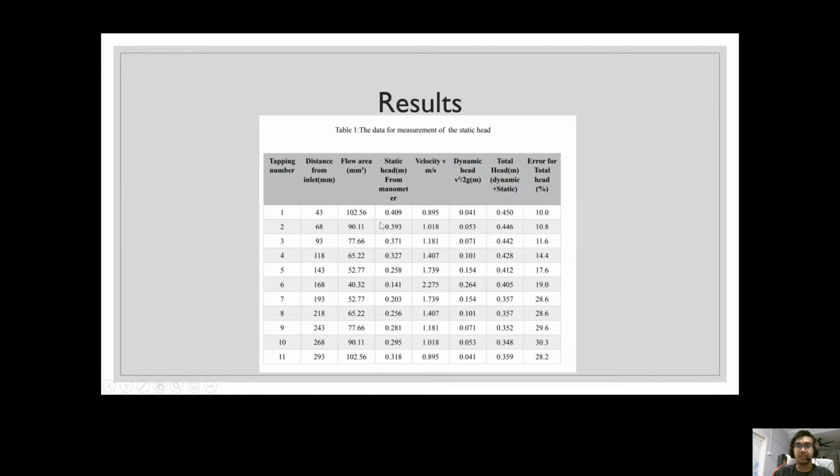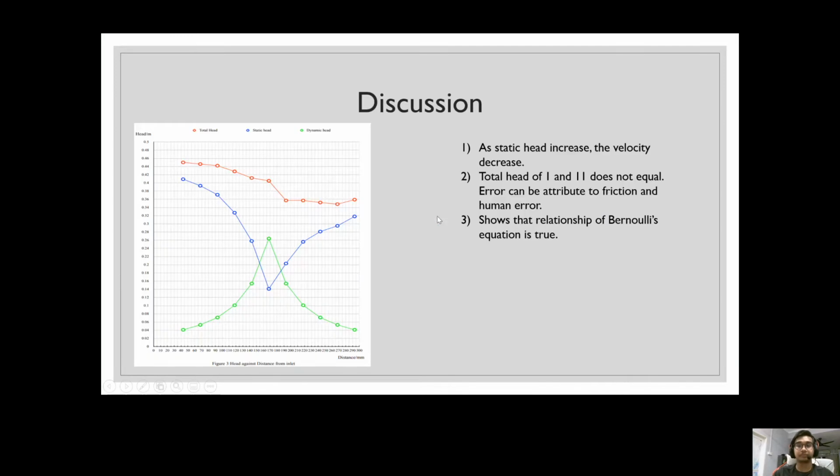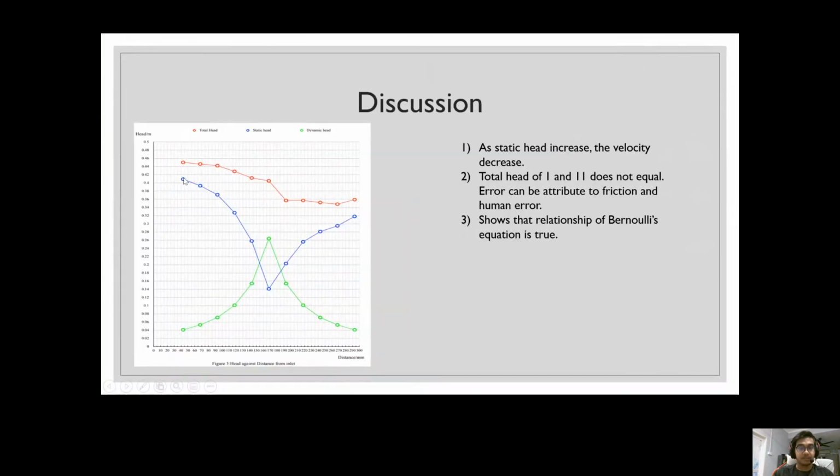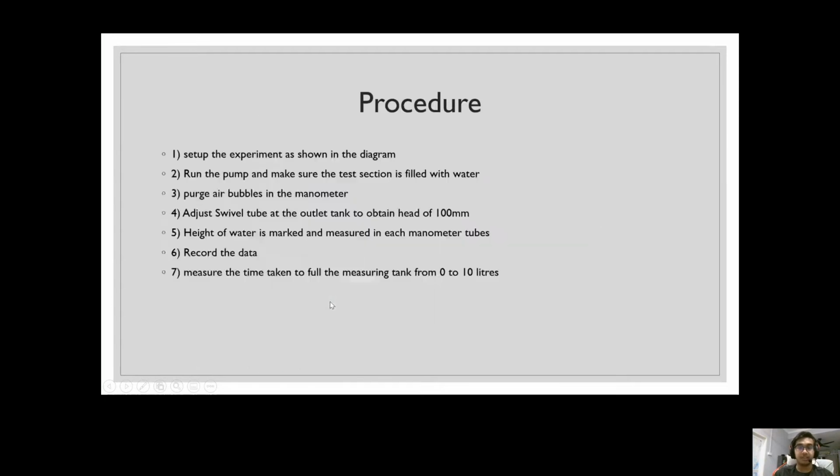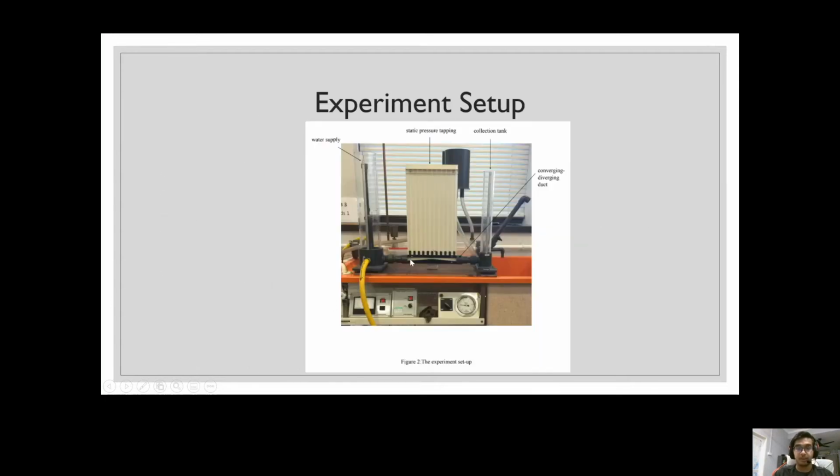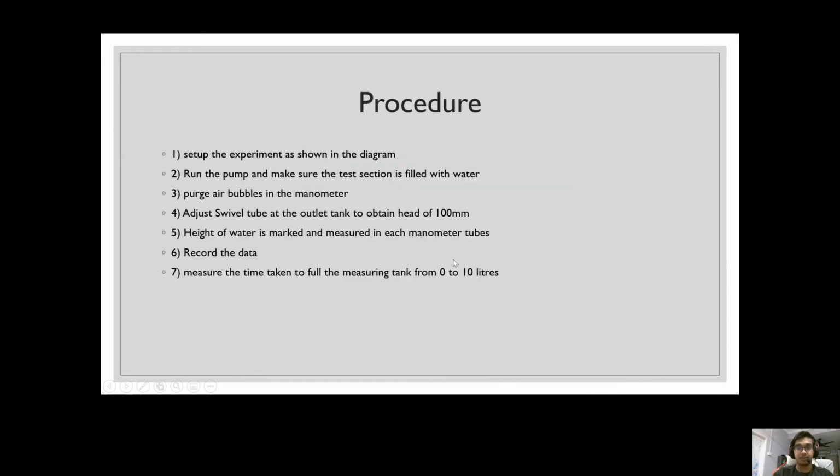To see this clearly, we plot it in a graph to check the relationship better based on the raw data here. So for the discussion, before going further, I want to say that this is the head in meters. The head is plotted against the distance from the inlet. So this is 1, 2 and so forth.